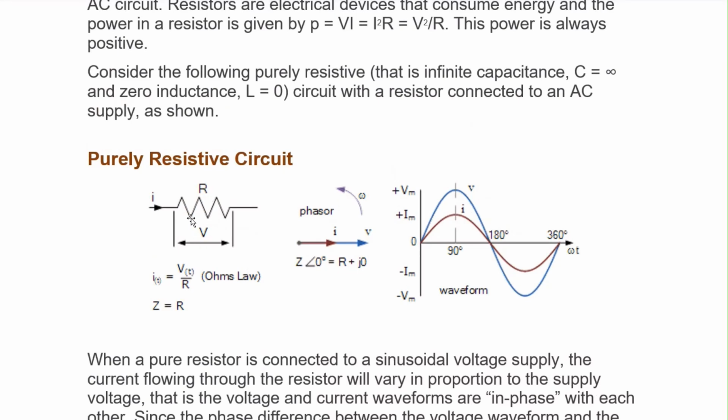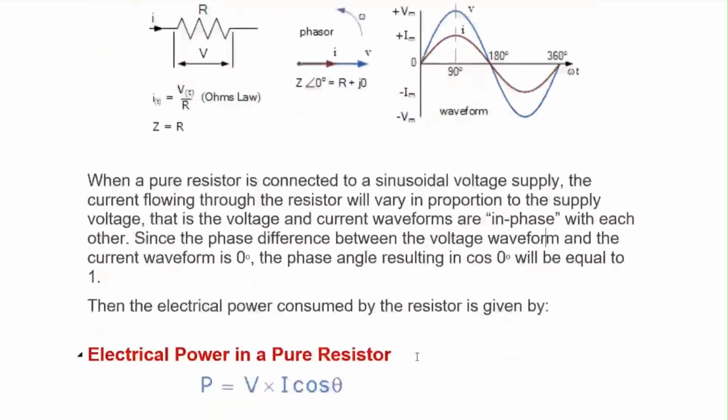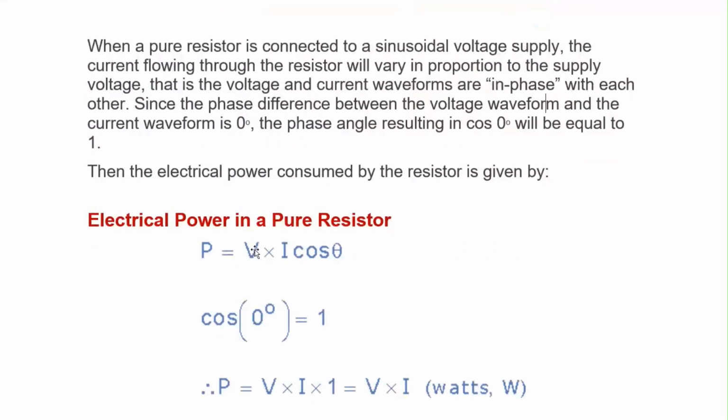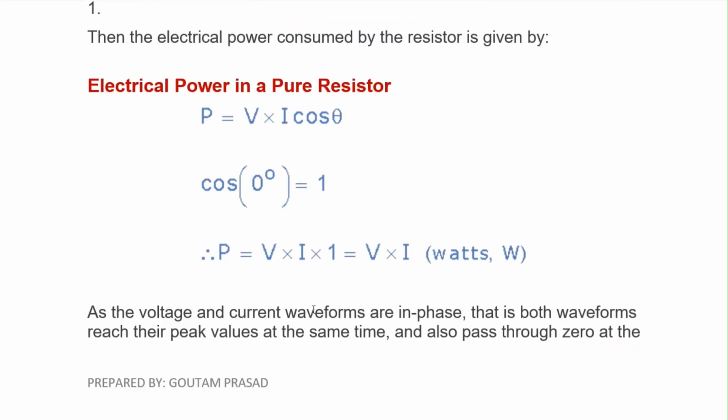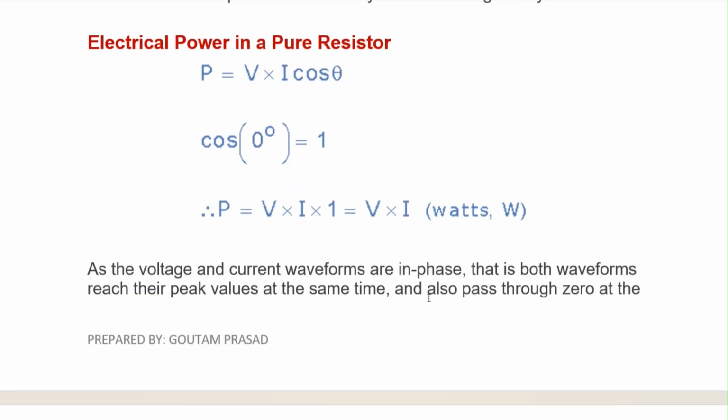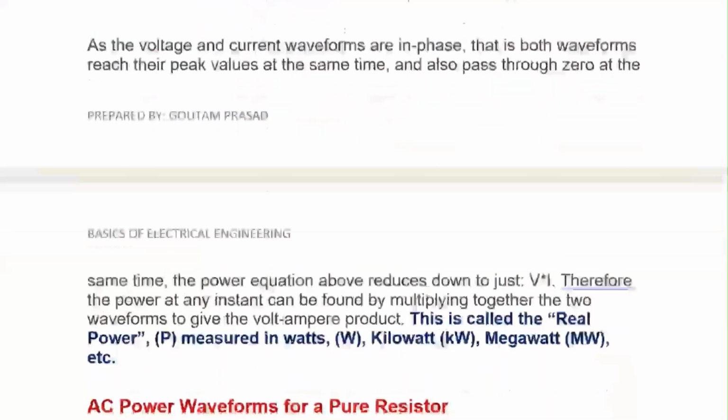So, in the case of the pure resistance, when the current is in phase with the voltage, the angle between them is 0 degrees. Considering the power in the circuit, P is equal to V into I cos theta. So cos 0 degrees is equal to 1. So the power P is equal to the product of voltage and the current in the circuit.